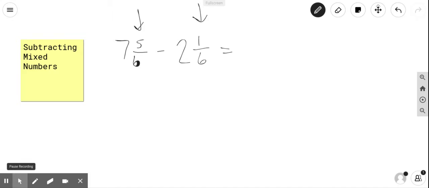First, we subtract our whole number, so we do 7 minus 2, which is 5. And then we do 5 minus 1, which is 4. And our denominator stays the same, 4/6. But 4/6 is not in simplest form. I move my whole number.